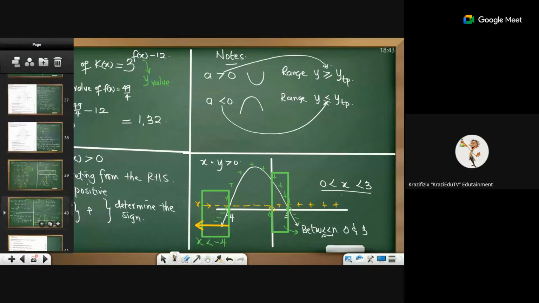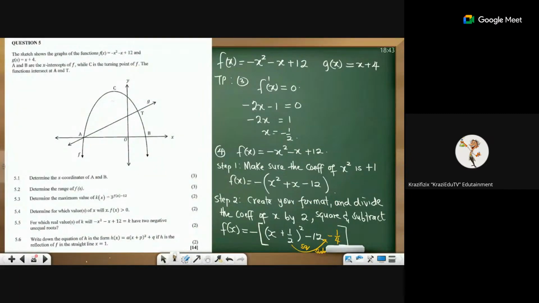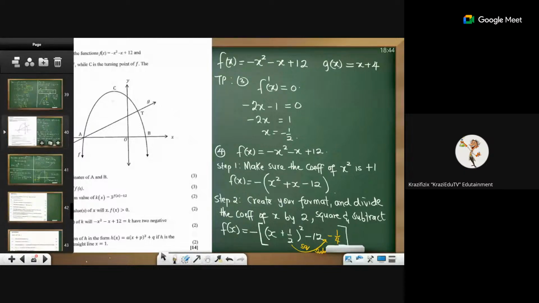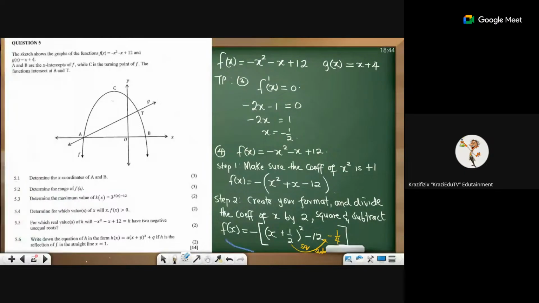If you do focused study, you can make it and make it very well. All right. Learners, again, don't like this 5.5. For which real values of k will that equation have two negative unequal roots? Let's reproduce this page because I'm going to need to do some quick explanation. All right, there we go.